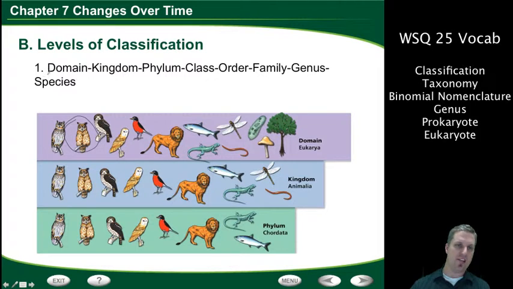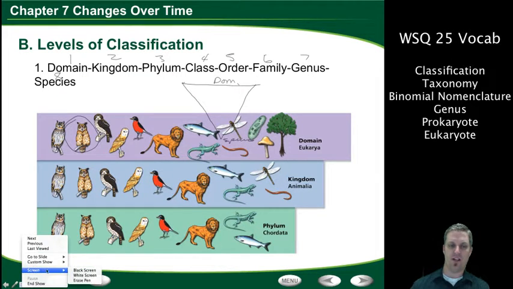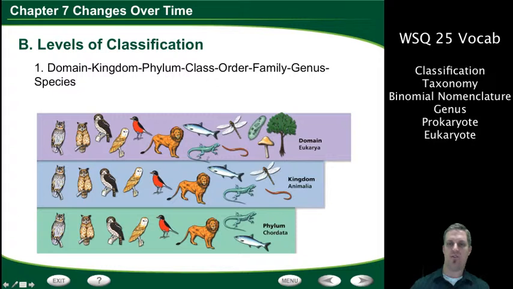Now, in the classification system, there's 8 levels: domain, kingdom, phylum, class, order, family, genus, and species. If you think of it like a big funnel, domain's at the top, it's the biggest. Species is at the bottom, it's the smallest. So this large funnel allows us to narrow down slowly.